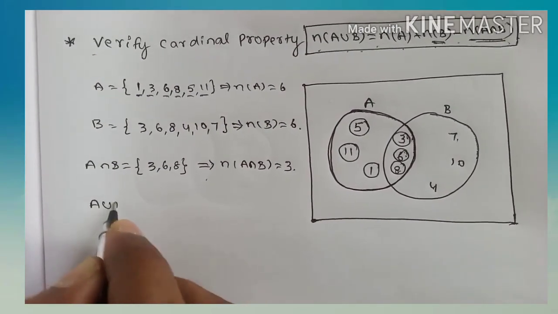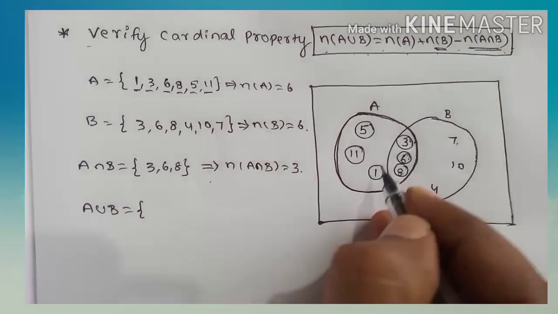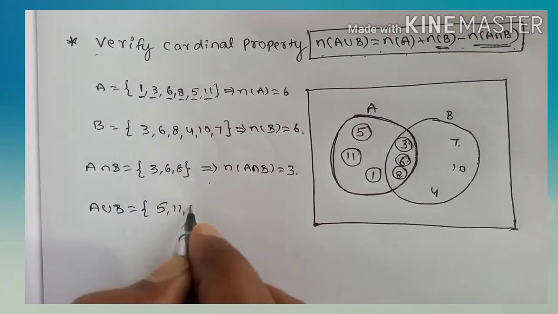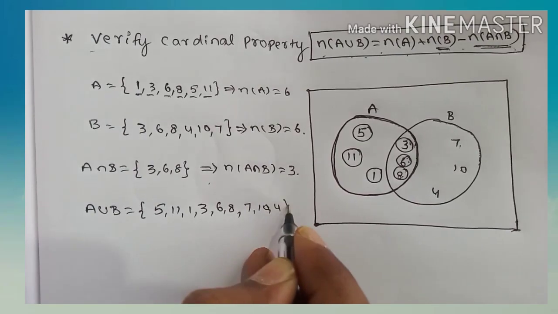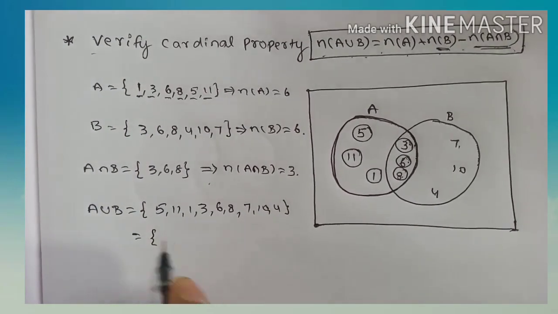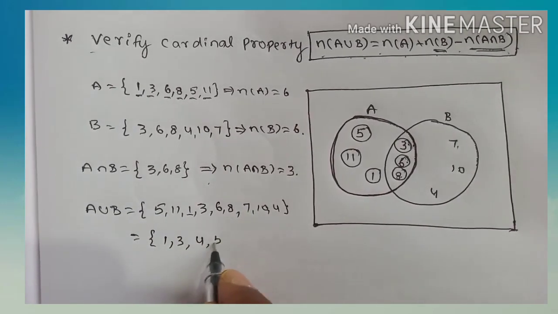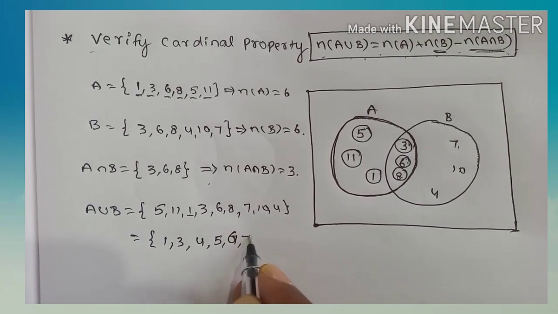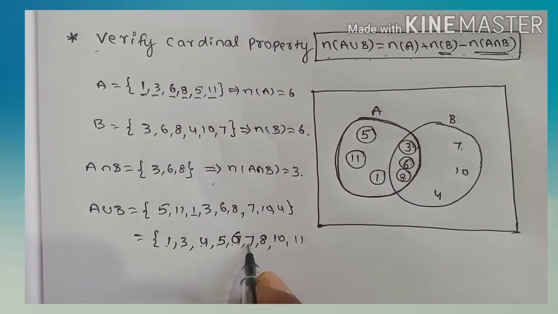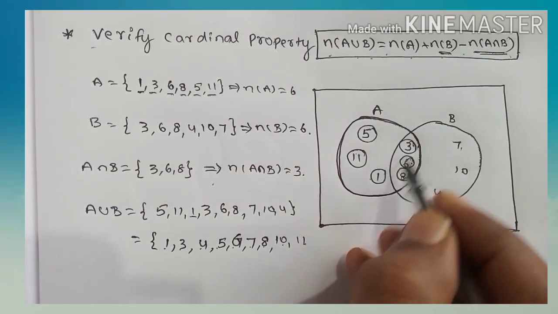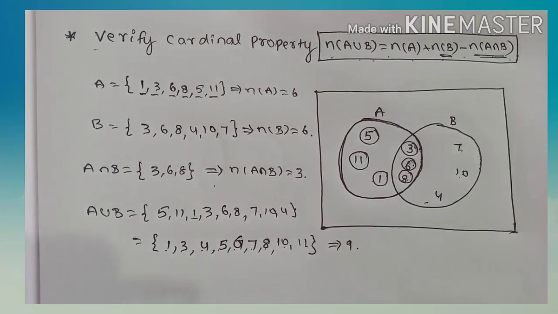And the last one, A union B. We know union means we have to write all elements. So the elements are 5, 11, 1, 3, 6, 8, 10, 4. If you want to write in order, you can. So the first least number is 1, next 3, next 4, 5, 6, 7, 8, 10, 11. 1 2 3 4 5 6 7 8 9. There are 9 elements, so the value is equal to 9.